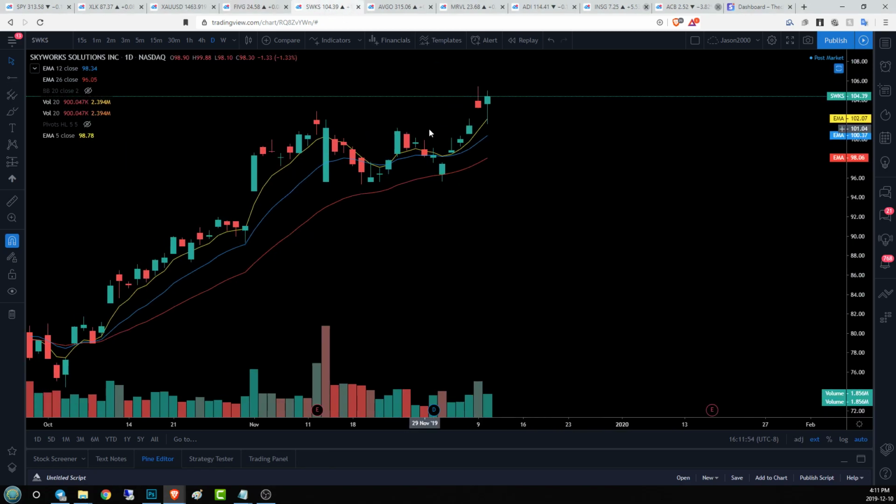SWKS today, a relatively strong day given the fact that we have two reversal candlesticks in a row. We have a gap up, we got a shooting star candlestick, and if we didn't have this upper wick, we would call this a hanging man. Both of those are reversal candlesticks with their own psychology and rationale behind them.